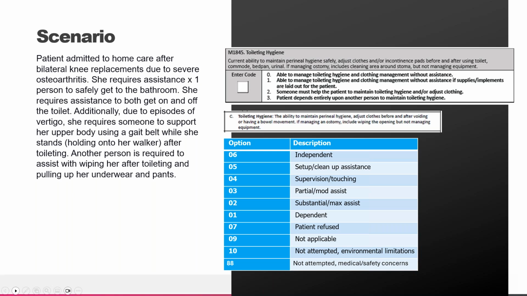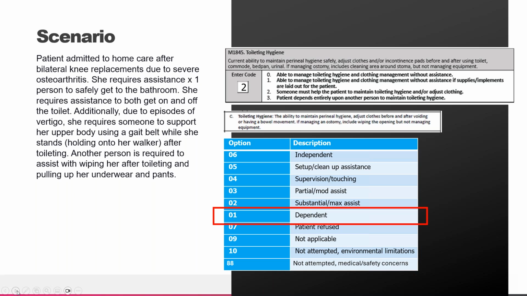Patient admitted to home care after bilateral knee replacements due to severe osteoarthritis. She requires assist times one person to get safely to the bathroom. She requires assistance to get on and off the toilet. Additionally, due to episodes of vertigo, she requires someone to support her upper body while using a gait belt while she stands holding on to her walker after toileting. Another person is required to assist with wiping her after toileting and pulling up her underwear and pants. So how am I going to respond to M1845 and GG0130C?